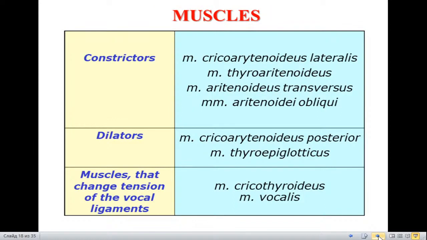Muscles of the larynx can be classified into constrictors, dilators, and muscles that change the tension of the vocal ligaments. And because of this change of tension, we can have voice production. In this slide you can see these muscles.